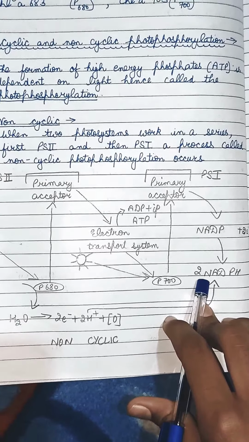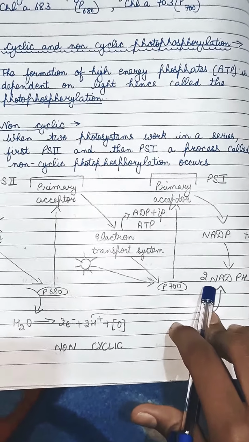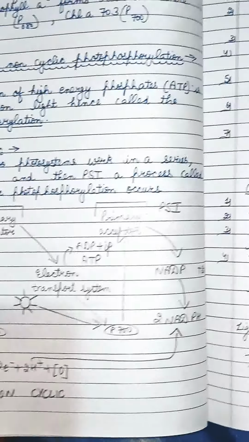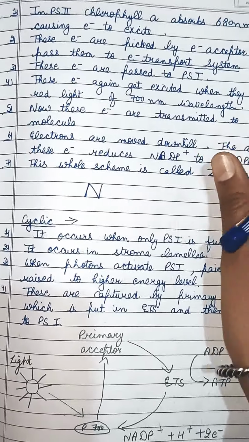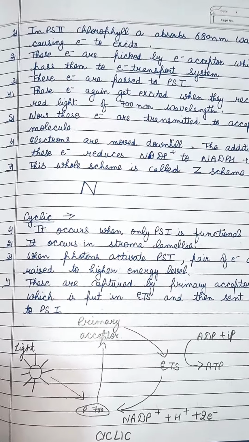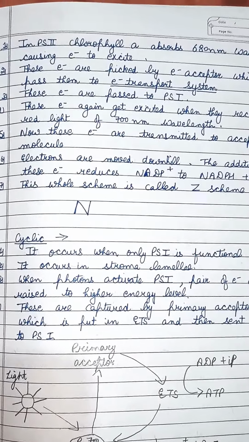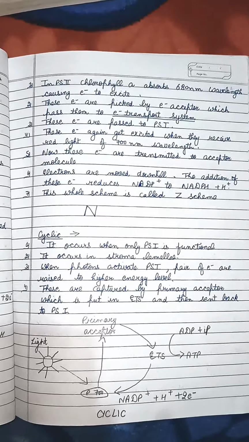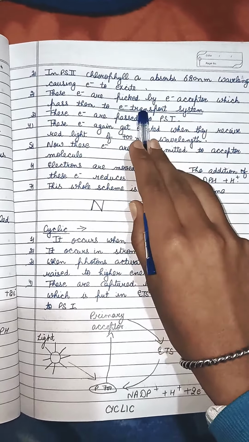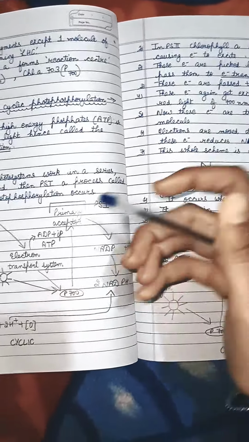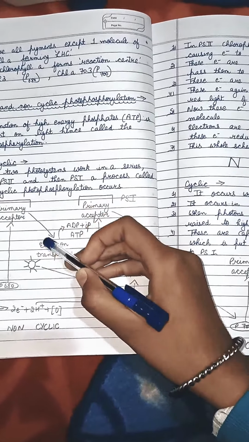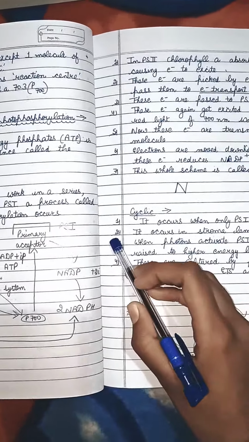Why is it called non-cyclic photophosphorylation? Because here the cycle is not completed. Now we will understand it in the theory part. In photosystem 2, chlorophyll a absorbs 680 nanometer wavelength, which causes electrons to excite. These electrons are picked by the electron acceptor, which passes them to the electron transport system. We already studied that when electrons are excited, they are passed on to the primary acceptor and moved to the electron transport system.